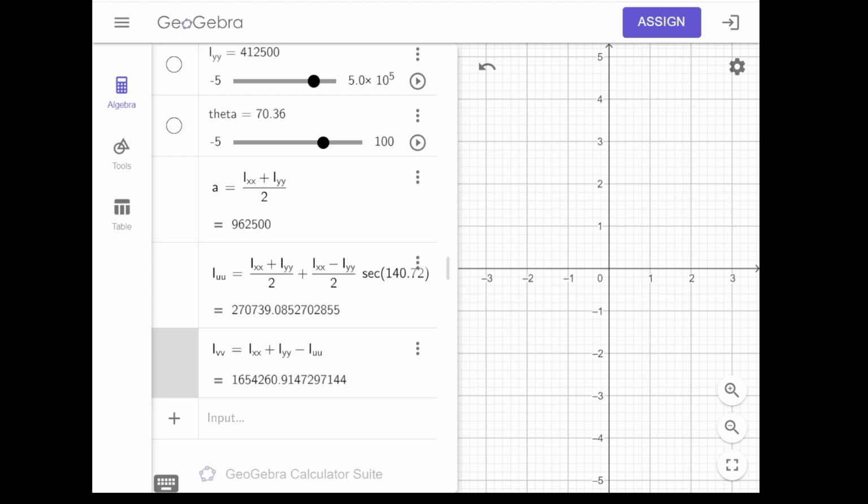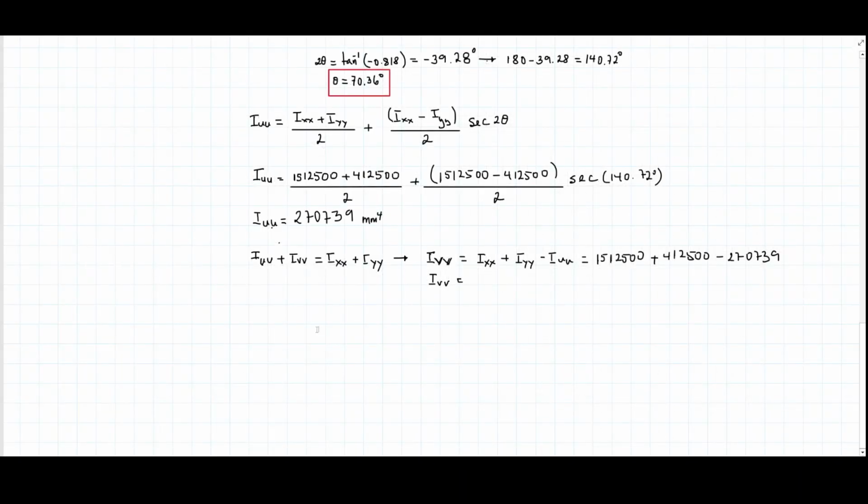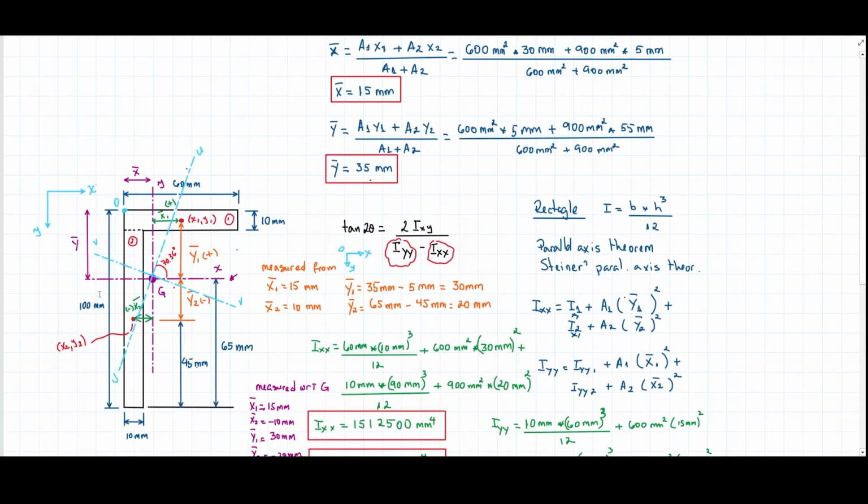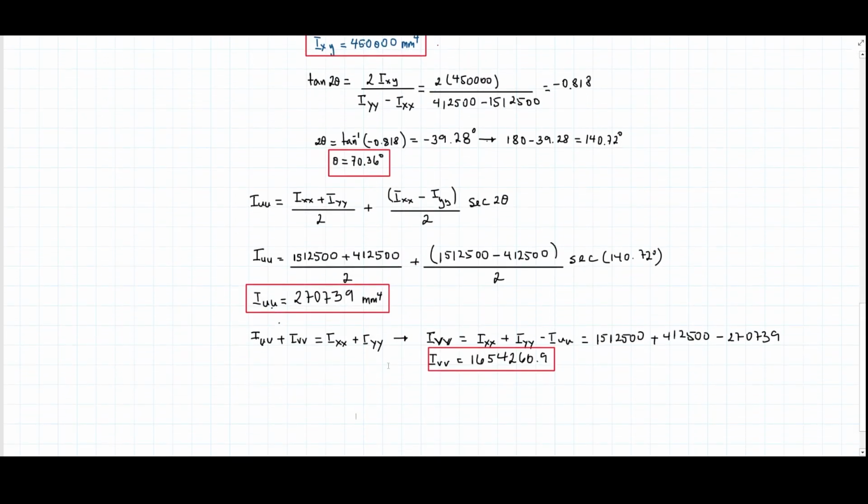So I'm going back to OneNote. We have that this equals 1654260.9. I'm going to single them out because we are going to need them, this one and this one here. Perfect. So now we have a given answer to the second point. So the magnitude of the principal moment of inertia about these axes here, u, v, are these found here, those ones. Perfect.